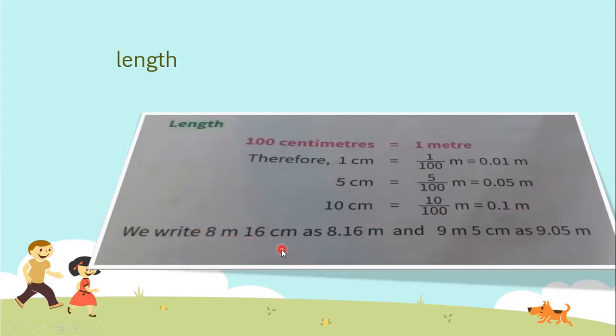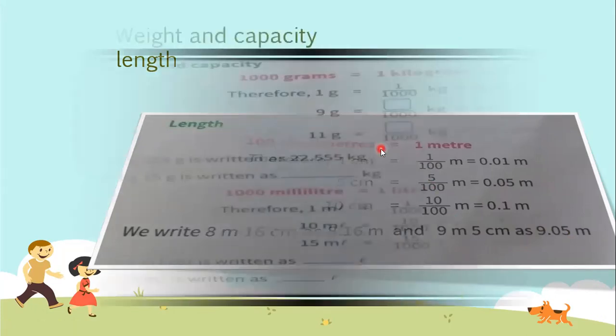So 8 meters 16 centimeters, in decimal form how will we write it? 8.16 meters. And 9 meters 5 centimeters we write as 9.05. And here only 5 centimeters, so you can write this as 0.05 meters. So this is the way we will use it in length.